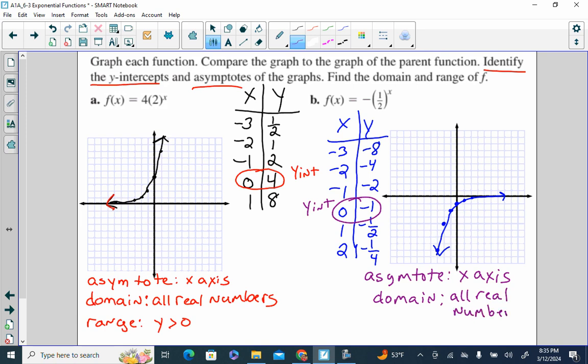And at a range, we see that because the asymptote is the x-axis, it's approaching y is 0, but it never gets to y is equal to 0, and then it goes down from there. So the range is going to be y has to be less than 0.